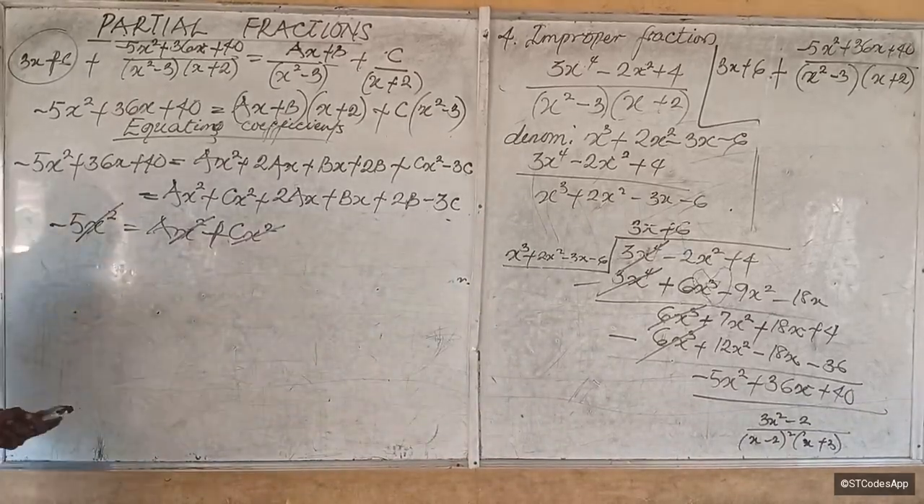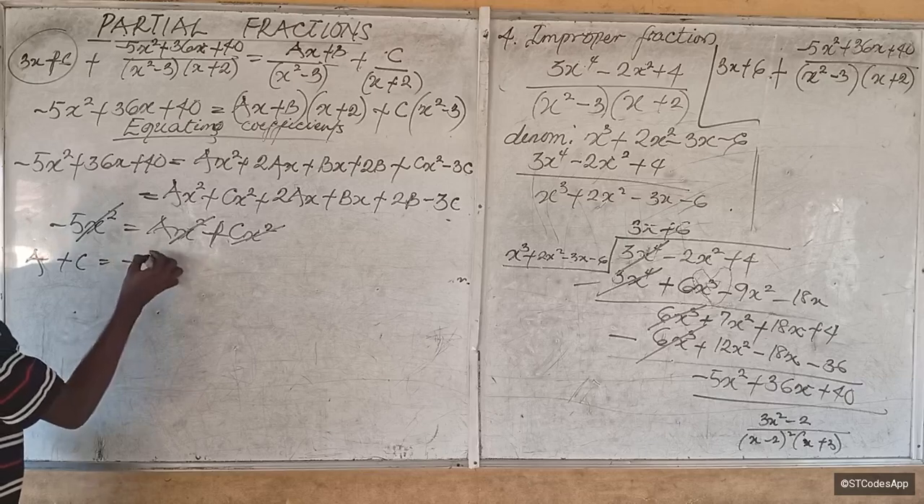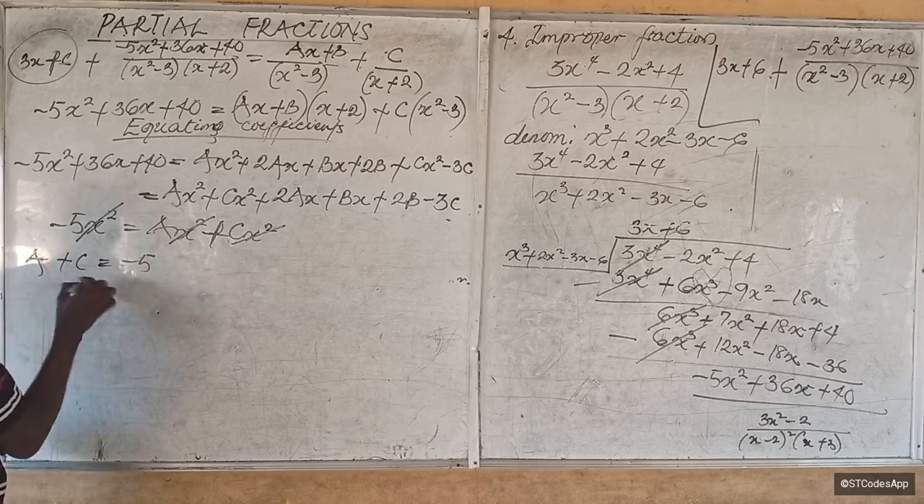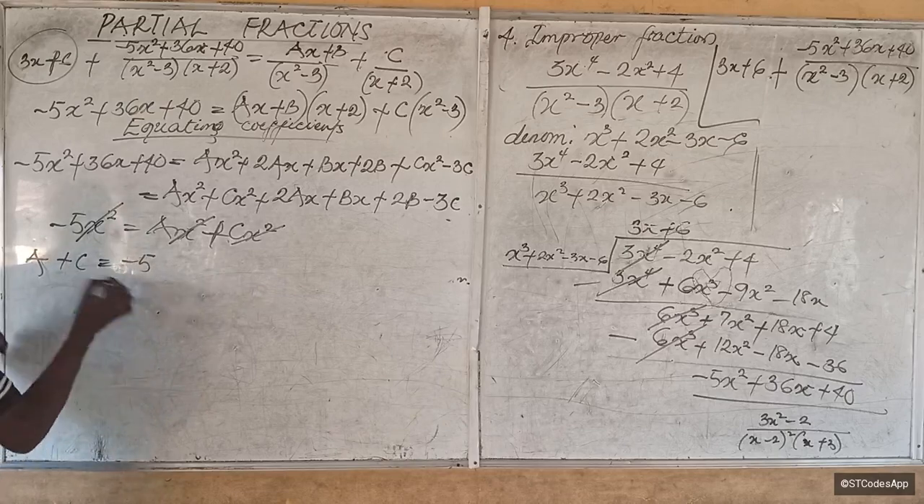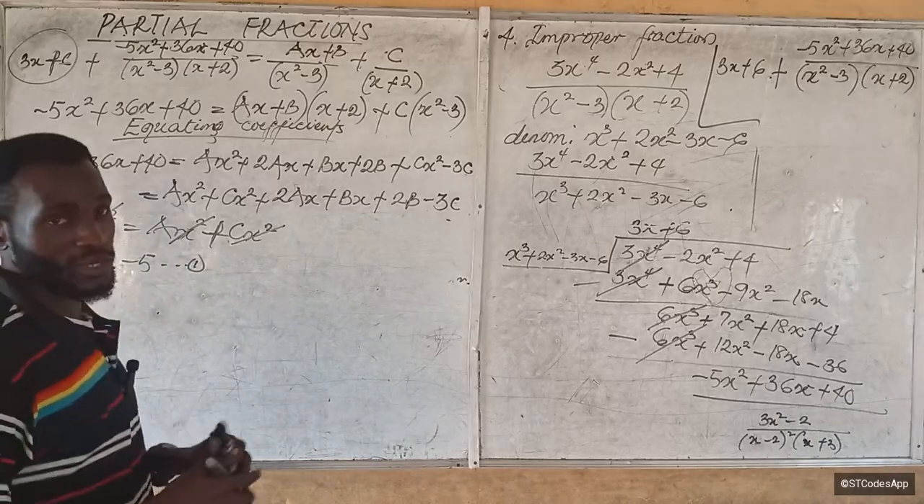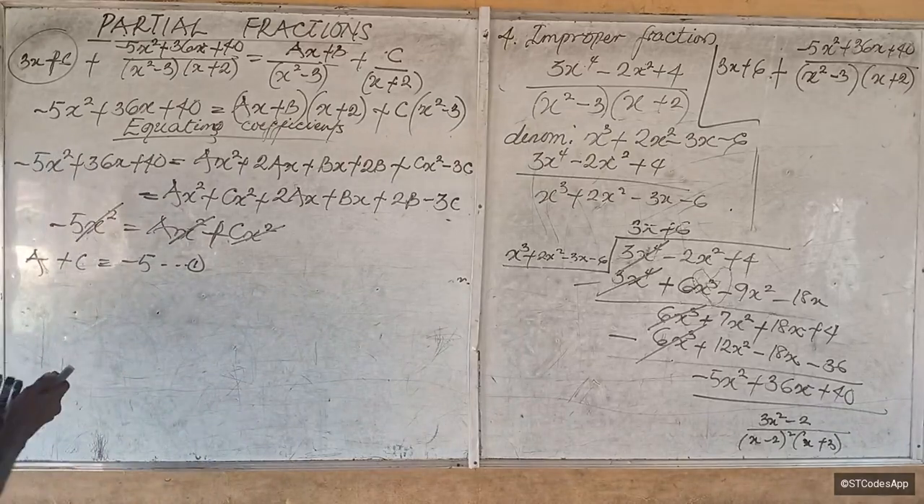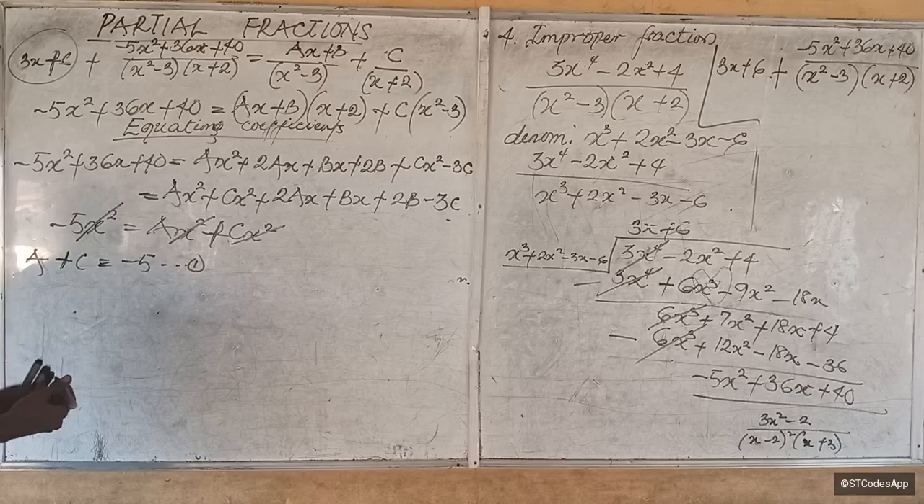Like if I divide through by x squared, okay? So it now means that a plus c is equal to minus 5. A plus c is equal to minus 5. So this is going to be equation 1. Now the reason why people don't like equating coefficients is because it always gives rise to quadratic equation, simultaneous equation, okay? But not all the time though.